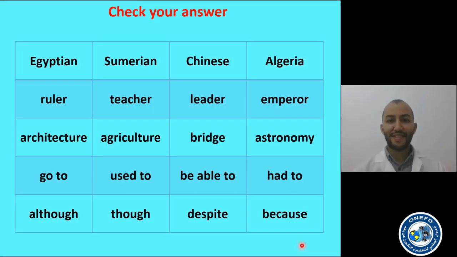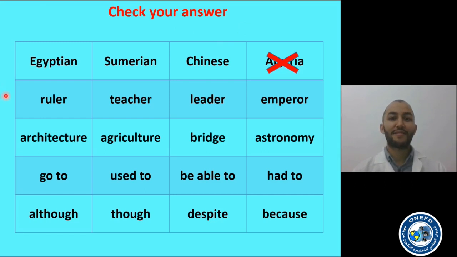Okay, so now let's check your answers. Among these 4 words, we have one that is odd: Egyptians, Sumerian, Chinese, and Algeria. Which one is it? Yeah, you guessed it right. It's Algeria. Why? Because Egyptian, Sumerian, and Chinese are civilizations, but Algeria is a country.